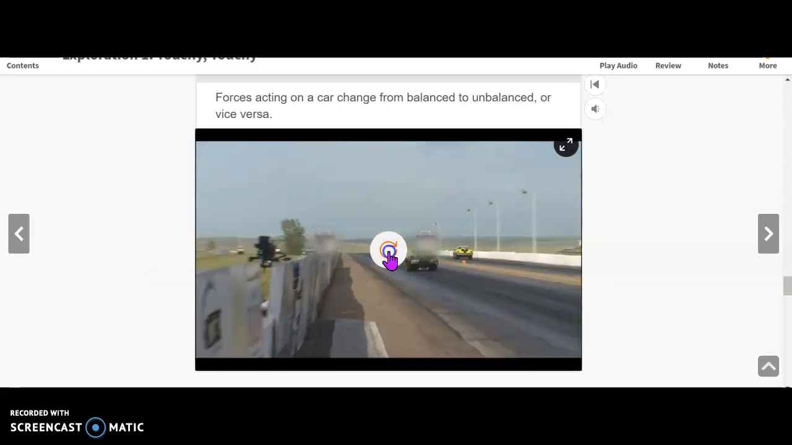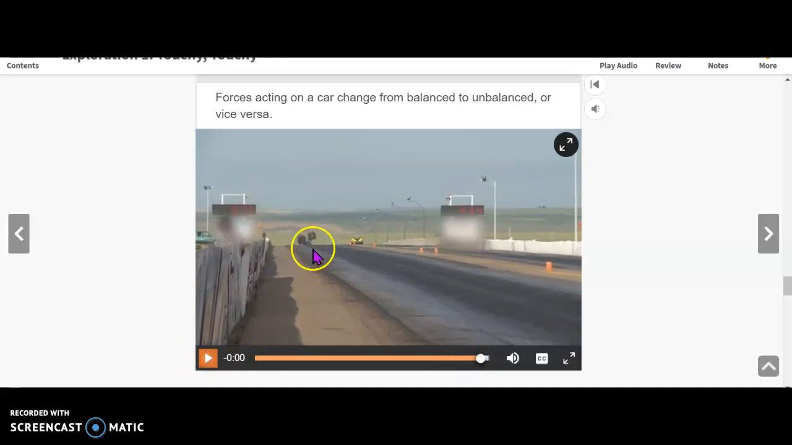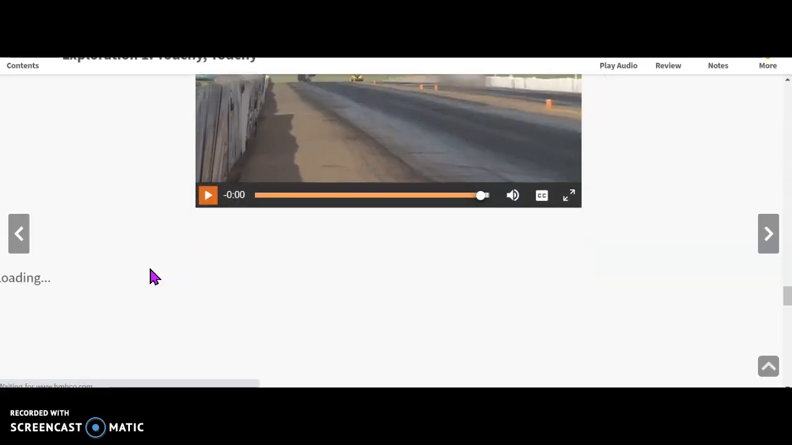And then did you see that at the end there? What did they use to stop the car? Do you see that? Those are little parachutes, and that actually slows the car down, causes the parachutes to catch the air, and it pushes the car back a little bit on top of using the brakes. So as soon as the car stops, it's back to a balanced force. But on that track, when it was racing, the forces were unbalanced.